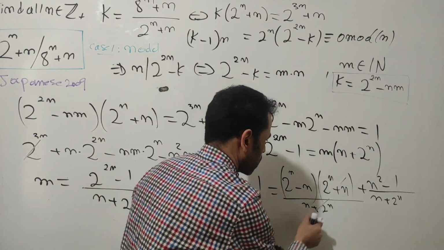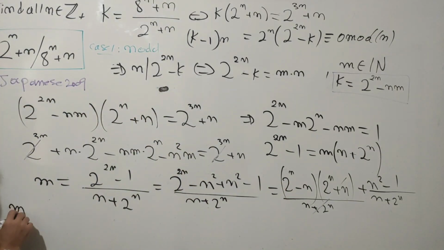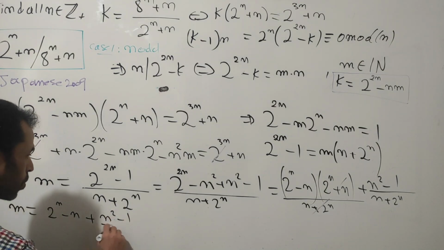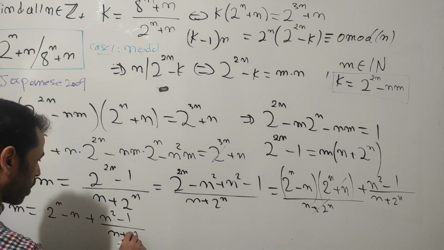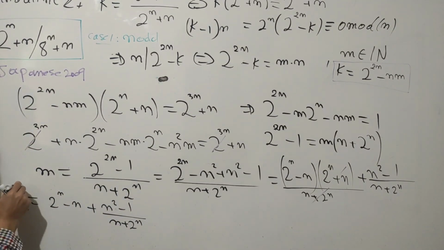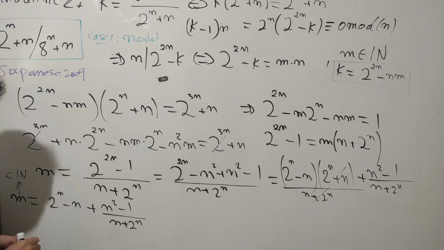This one will be cancelled out with this one. I will be left with 2 to the n minus n, which means I get m equals 2 to the n minus n plus n square minus number 1 all over n plus 2 to the n. Okay, the left hand side of this equation is an integer or natural number, the same thing. This one also is an integer, which means this one also is an integer.